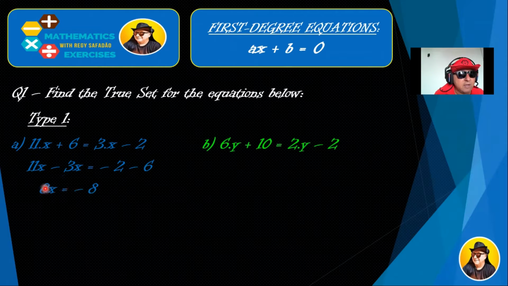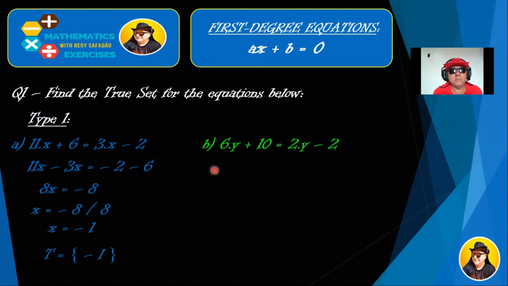And this number 8 here is going to be moved to the right side of the equation, dividing. So I have x equals minus 8 over 8. I can divide it. It gives us minus 1. So the solution set is minus 1.